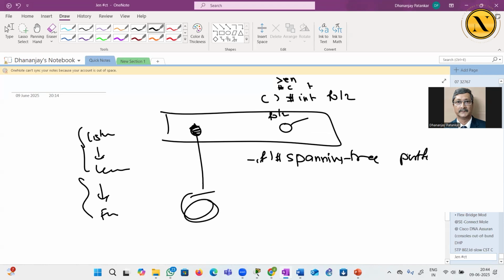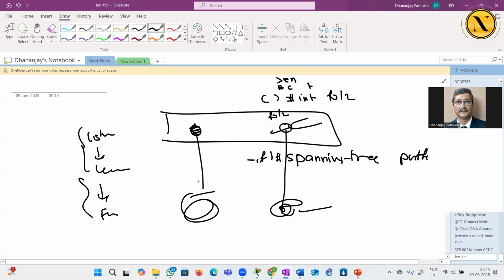PortFast is one word. And now if I connect the PC directly, it goes green. The PC boots up, the LAN card becomes active, and this also becomes active, green. So it doesn't have to be amber for 30 seconds. Got it?